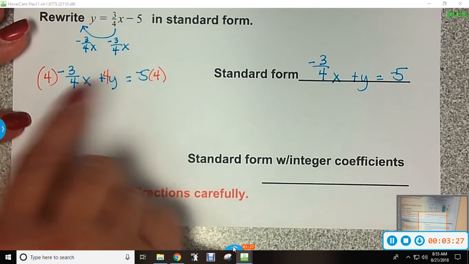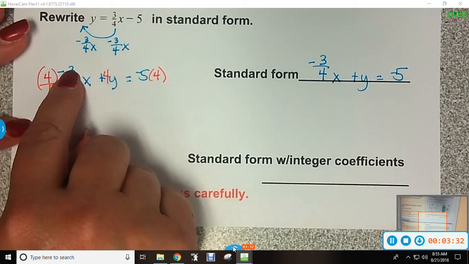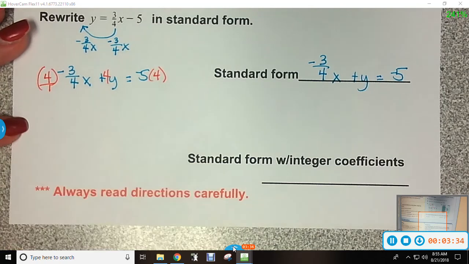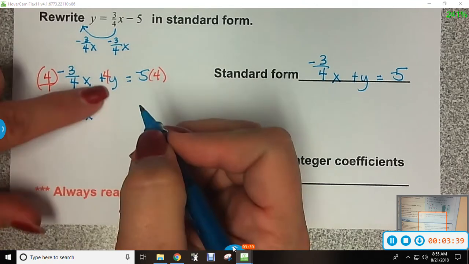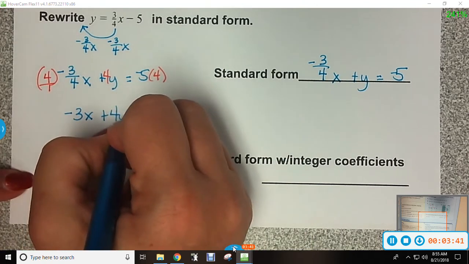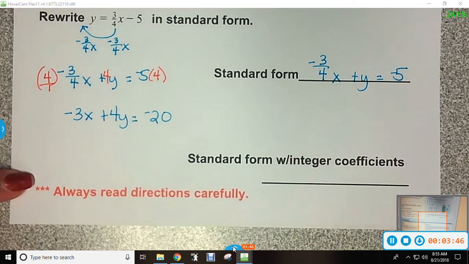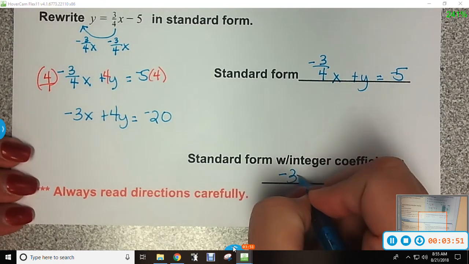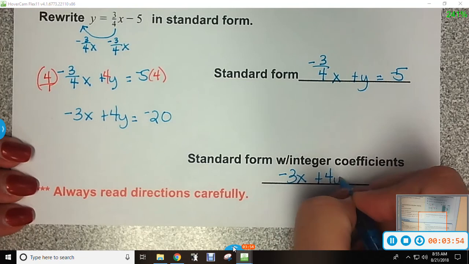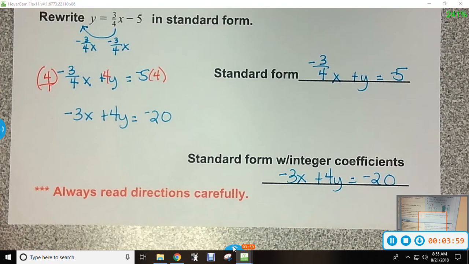So when I multiply here, this is technically 4 over 1, so that gives me -12 over 4, so that's -3X. 4 times Y is a positive 4Y, and -5 times 4 is -20. So standard form with integer coefficients is -3x plus 4y equals -20. So how do you know which one they want? Read the directions.